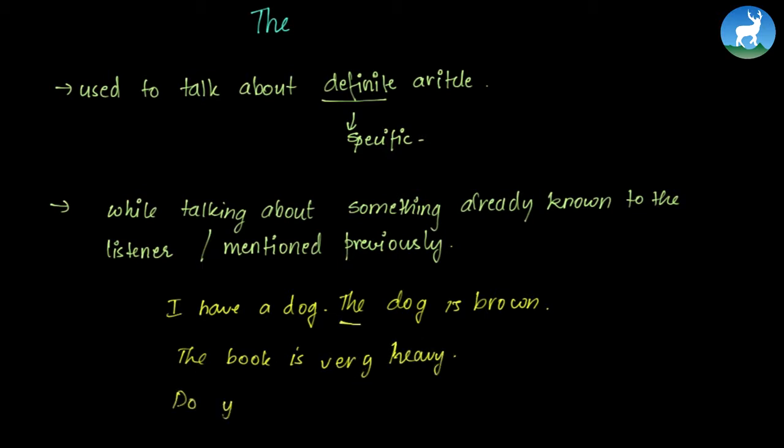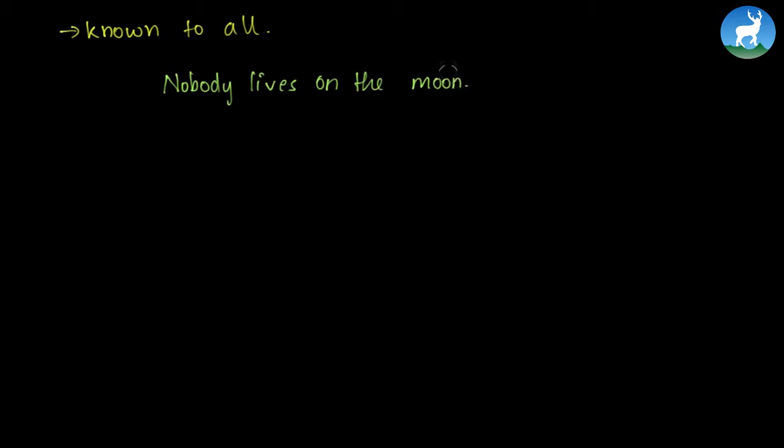You can also say, do you know where I left the room keys? So you're talking about your room, which is known to the listener. So you can use the in front of room. Also, you can use the in front of those things which are known to everyone. So known to all. For example, nobody lives on the moon. The moon is known to all. Unlike a and an, the is used with both singular and plural.